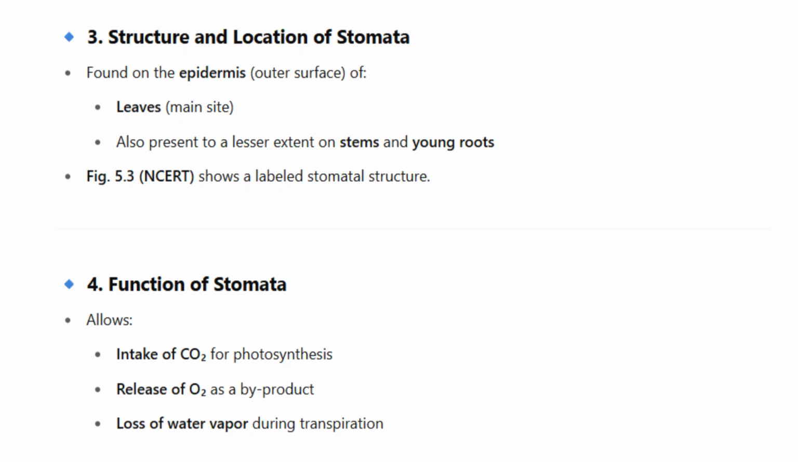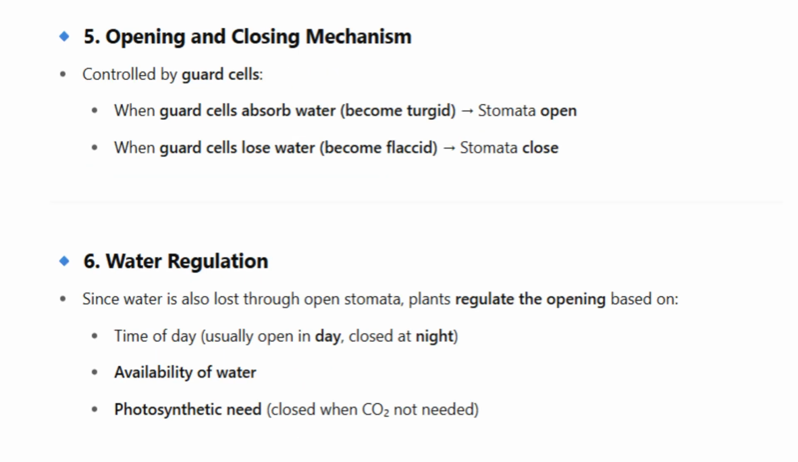Release of O2 as a byproduct. Loss of water vapor during transpiration. 5. Opening and closing mechanism. Controlled by guard cells. When guard cells absorb water, they become turgid and the stomata open. When guard cells lose water, they become flaccid and the stomata close.